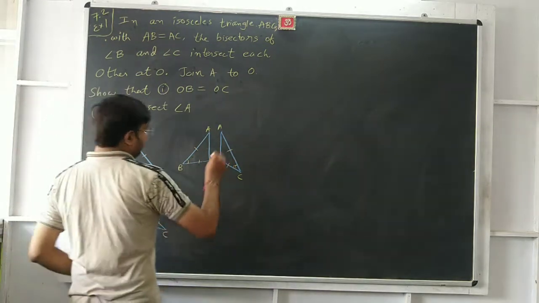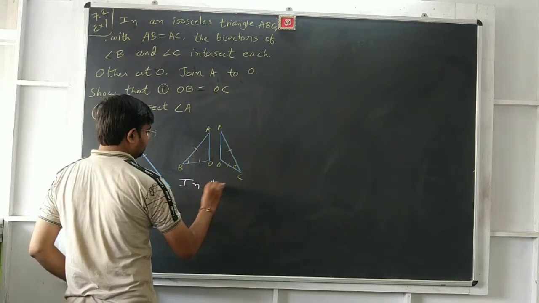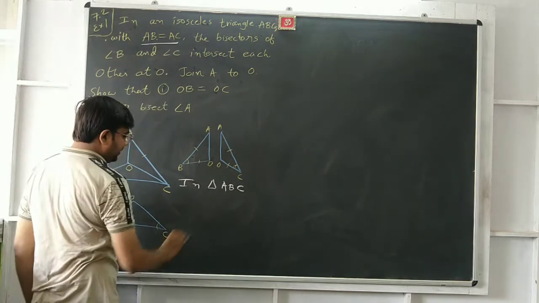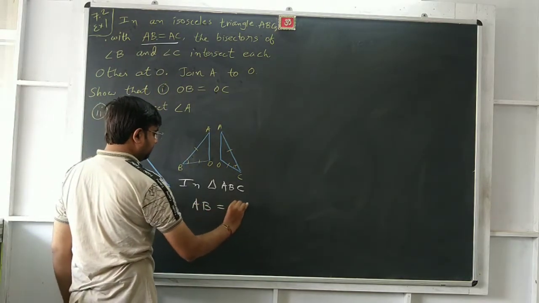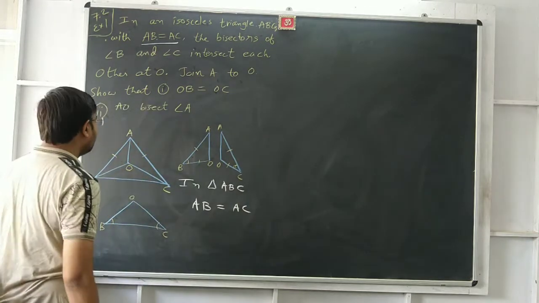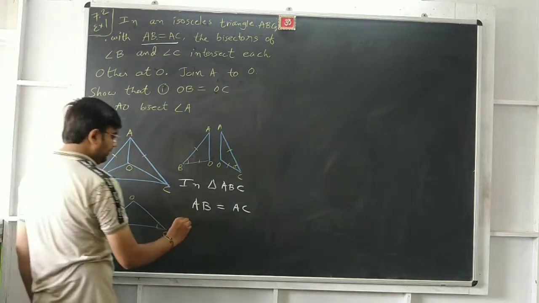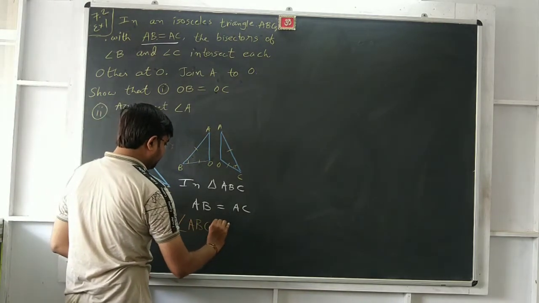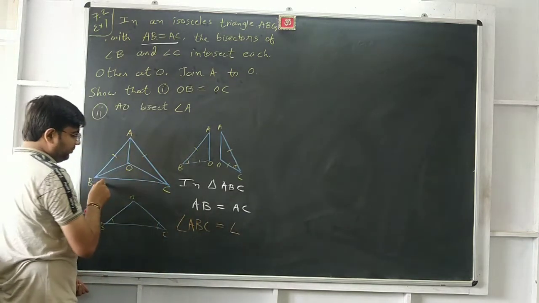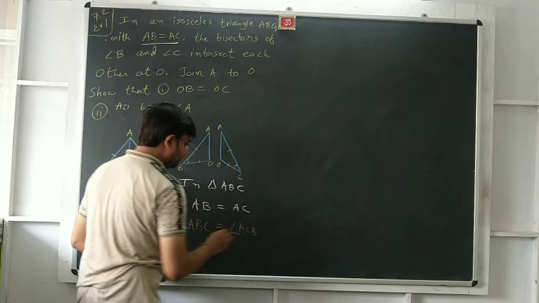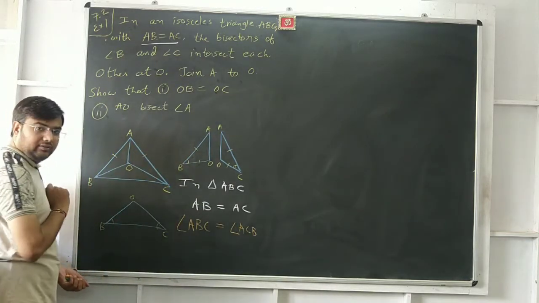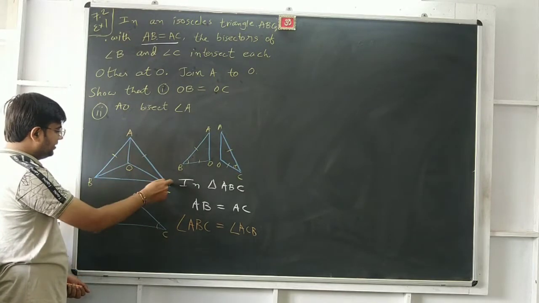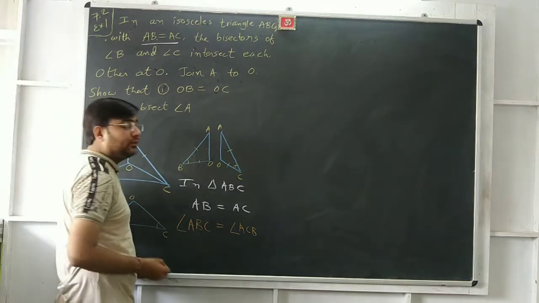In triangle ABC, we know that AB is equal to AC, right? So I can also write angle ABC is equal to angle ACB. Why? Here AB and AC are equal, so I can write angle ABC, this angle, and angle ACB, this angle. Why? Because of theorem 7.2.